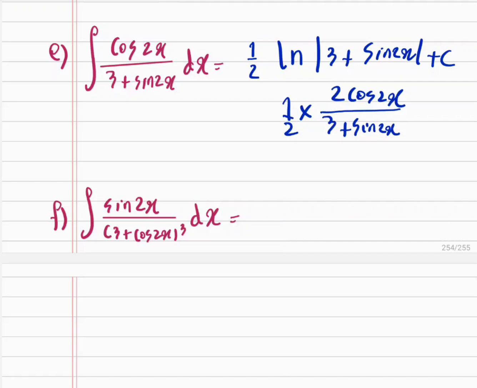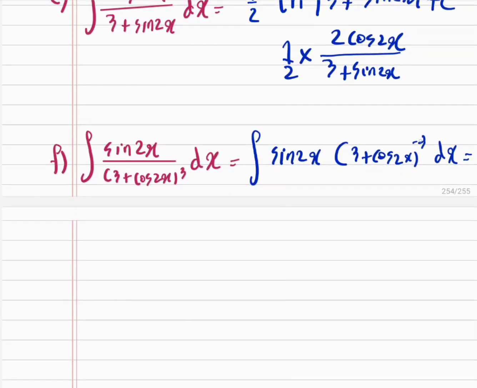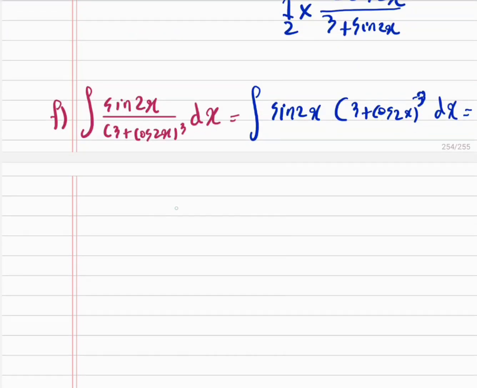Instead, we can rewrite this in the form sin 2x times (3 plus cos 2x) to the power of minus 3 dx. Whenever it's in this form, the educated guess is taking the bracket that has the power, the highest power, I mean when it's in the denominator. We take that in terms of the educated guess, and we add 1 to the power. So in this case it becomes minus 2, and this becomes our guess.